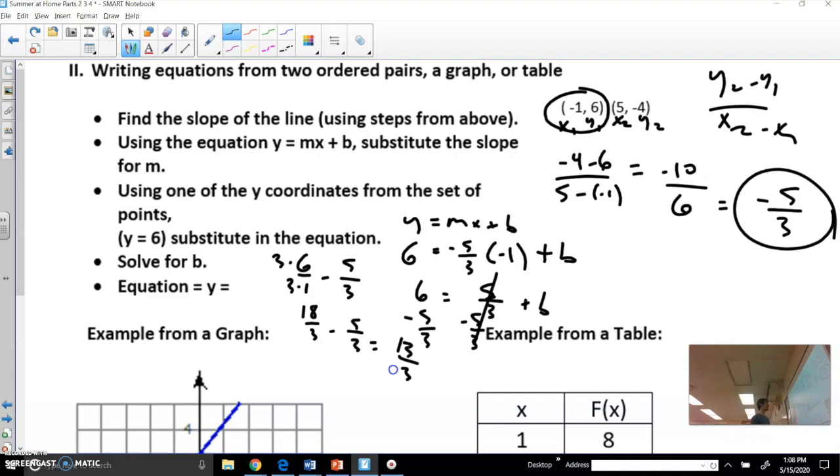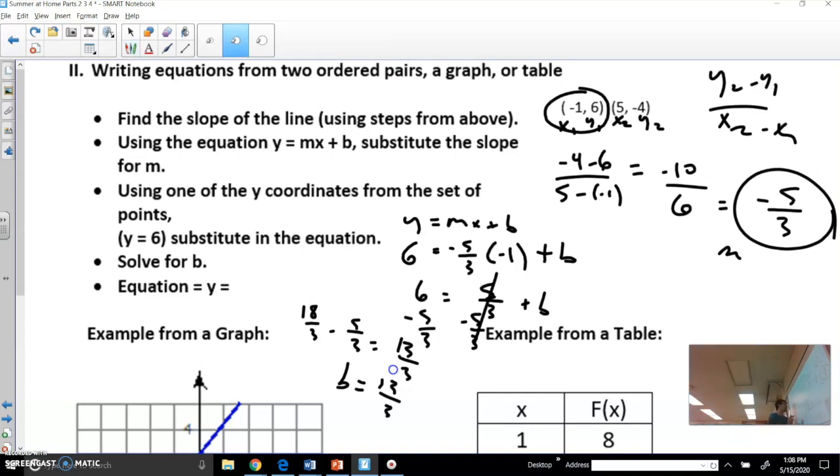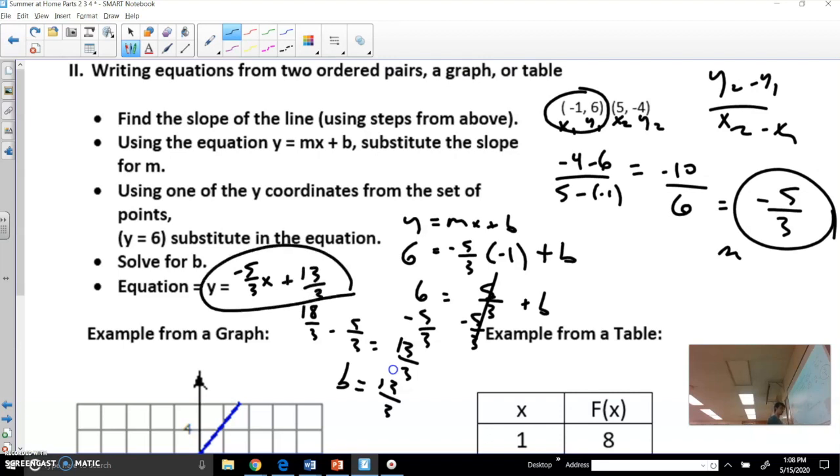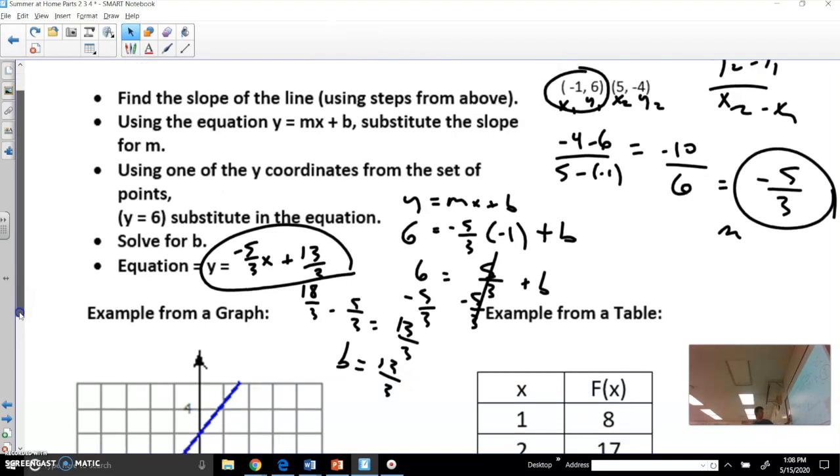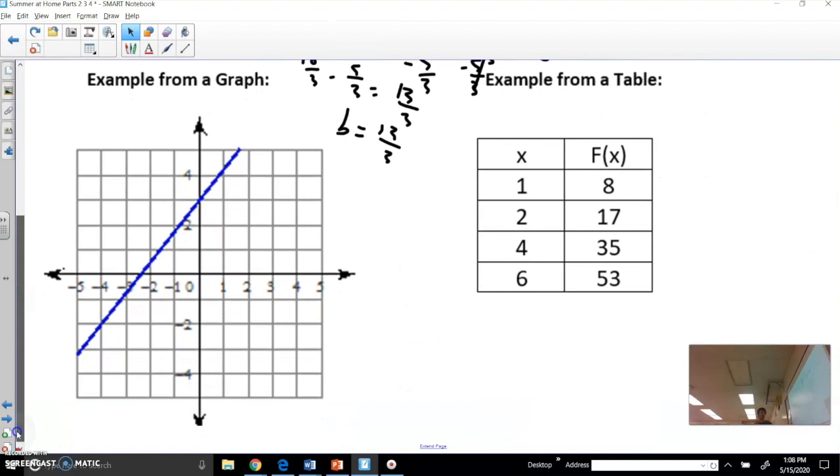Now that I have my y-intercept value, I know that b is 13/3. And I also know that the slope was -5/3. So now I could go ahead and write my equation: y equals -5/3 x plus 13/3. Next we're going to look at how we could make that from a graph.